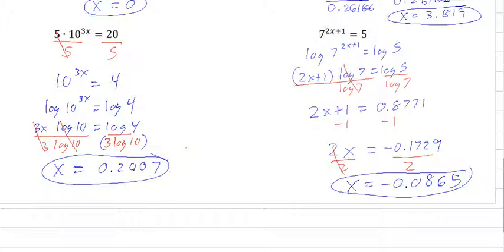And then over here, it's already isolated, so we can log both sides. Bring down the 2x plus 1, but I didn't want to distribute the log of 7, so I divided it over here. Plug that in my calculator, and it gave me a decimal. Solve my equation, and there's my answer. And that's it.